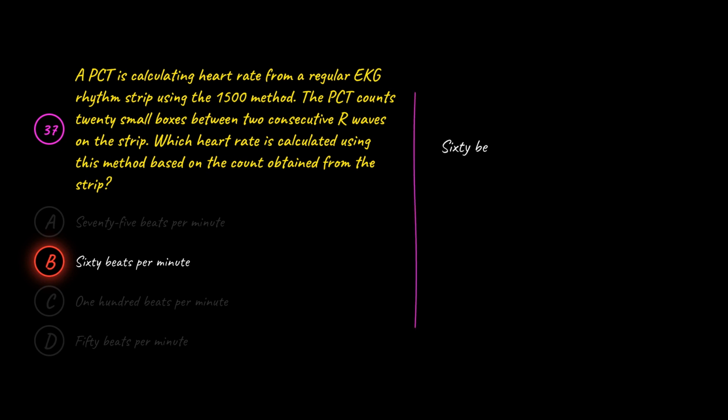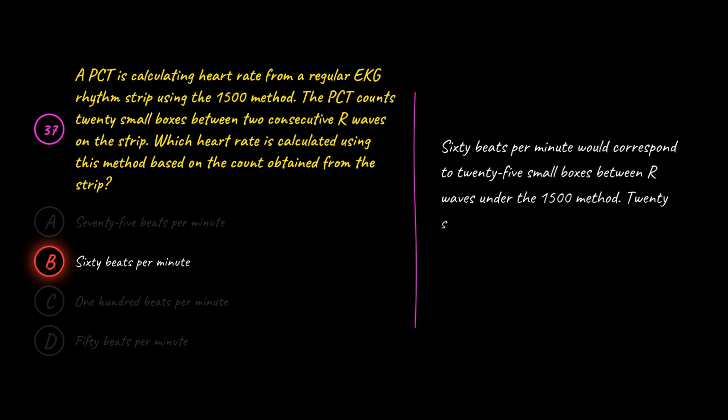B is wrong because 60 beats per minute would correspond to 25 small boxes between R waves under the 1500 method. 20 small boxes calculates to 75. So 60 is not the right answer for this specific count.